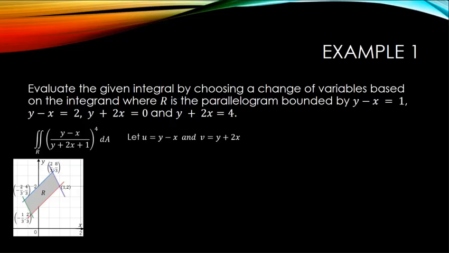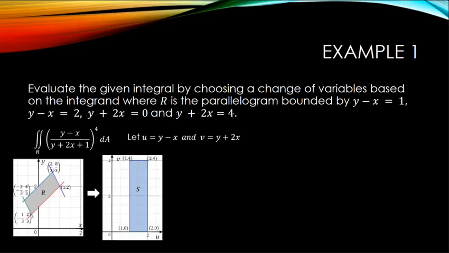I'm going to plot the boundaries of my region R, which gives me my parallelogram with a vertex at -1/3, 2/3, another vertex at -2/3, 4/3, a vertex at 2/3, 8/3, and a final vertex at 1, 2. This region can be transformed into a rectangle in the UV plane with vertices at 1, 0, 2, 0, 2, 4, and 1, 4. X is equal to v minus u divided by 3. Y is equal to 2u plus v divided by 3.